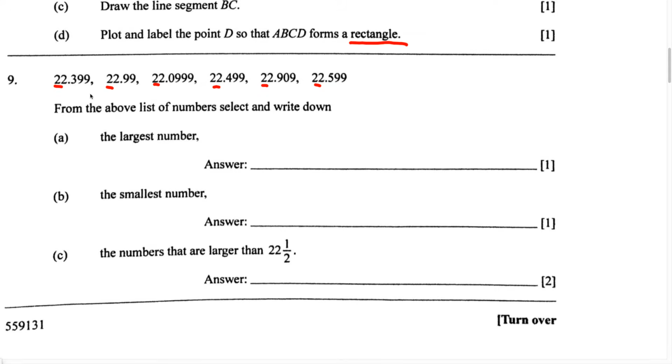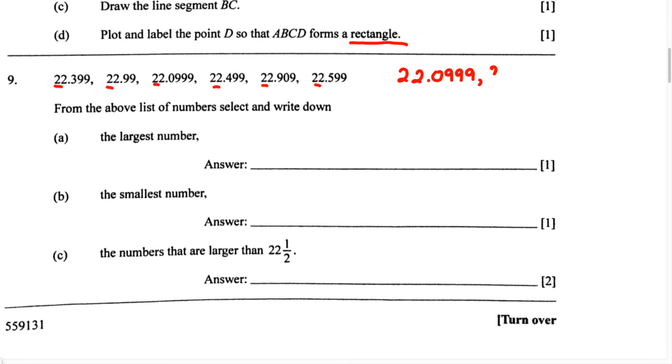So the first digit after the decimal point is going to be in the 10th unit. We have a 3, we have a 9, we have a 0, we have a 4, we have a 9, and we have a 5. Because the smallest digit in the 10th unit is 0, then this is going to be the smallest number. So we have 22.0999. Now the next number after this is going to be 22.399 because 3 is smaller than 9, then 4, then this 9, and 5.